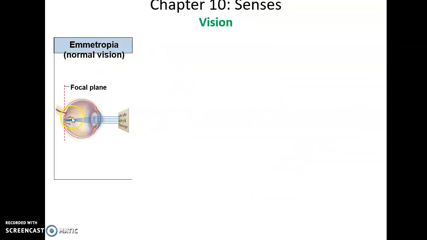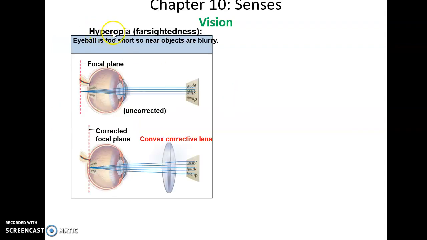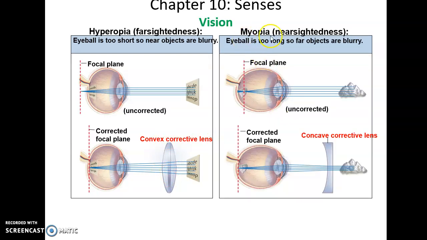Emmetropia is normal vision, where the person who has 20/20 vision can see properly, can focus things onto the retina. Hyperopia or farsightedness is when the light is too blurry because the eyeball is trying to focus too far away, past the retina. So we don't get that convergence on the retina itself. And then, of course, we need convex lenses to correct that. And then myopia or nearsightedness is when it focuses too soon and things are blurry. So then we need concave lenses to correct for that so that the light focuses on the retina.